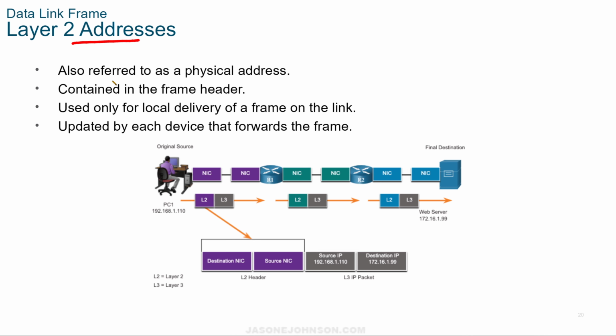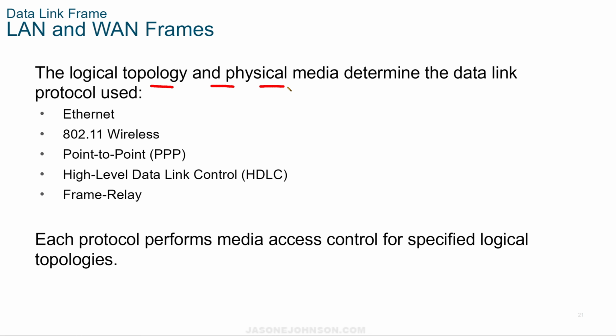The layer 2 address is also referred to as the physical address. It's contained in the frame header. It's used only for local delivery of a frame on the link, and it's updated by each device that forwards the frame. The logical topology and physical media determine the data link protocol: Ethernet, 802.11 wireless, point-to-point, high-level data link control, or frame relay, and each protocol performs media access control for specified logical topologies.